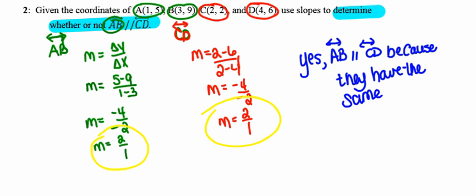Now that connection between parallelism and slope is something that you should have seen before last year in your algebra class. It shouldn't be anything that's new. But in the event that it is new, now it's something that you kind of have in the back pocket, and it's a tool that you can use.